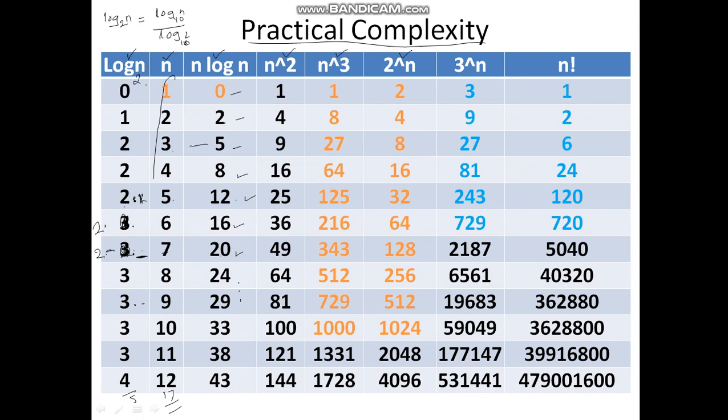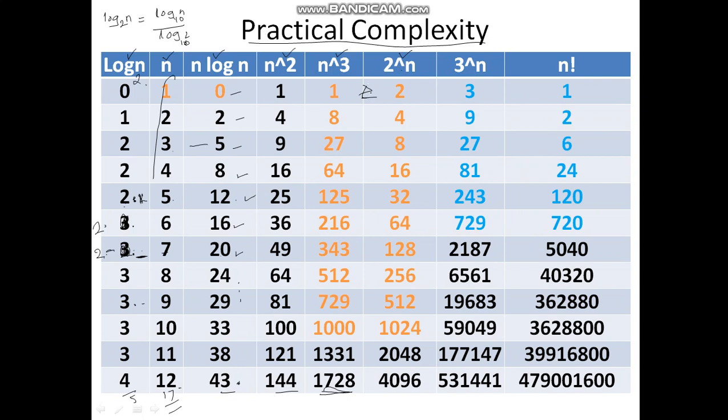And so this is how log n grows. Up to 12, log n is 4, n square, so 12 square is 144. About n cube, 12 cube is 1728, and you can go on seeing how these functions are growing. Now here you can see that this function is growing.